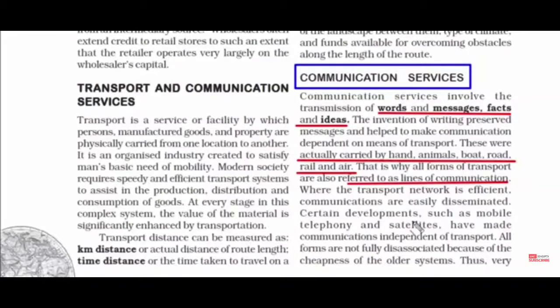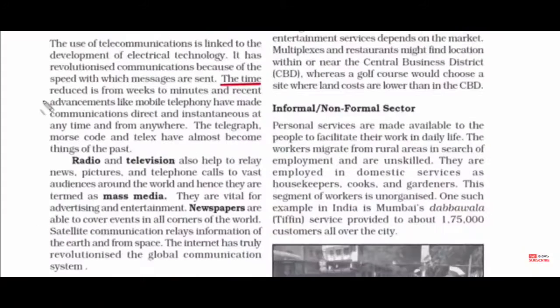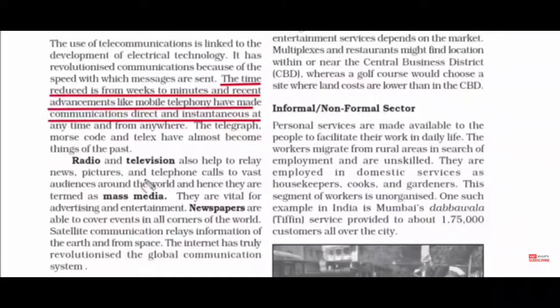That means communication used to be dependent on transportation. But today, with the help of mobile, telephone and satellites, communication is independent of transport, meaning you can send a quick message, picture, video without any sort of traditional transport medium. Now some of the communication services are radio, television, newspaper, telephone, internet, mass media, etc.